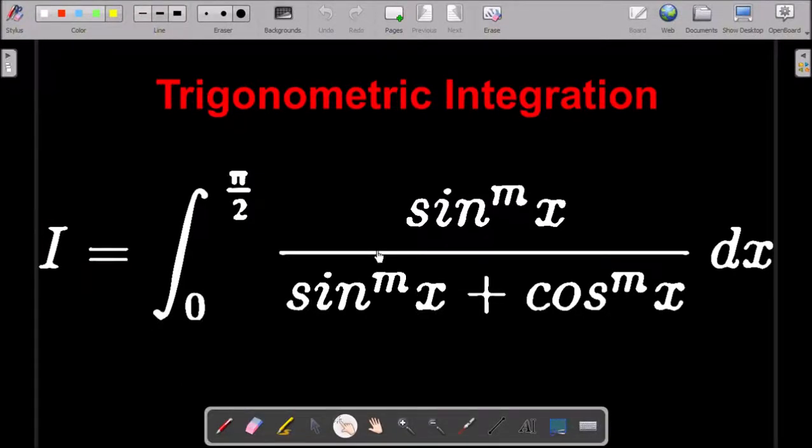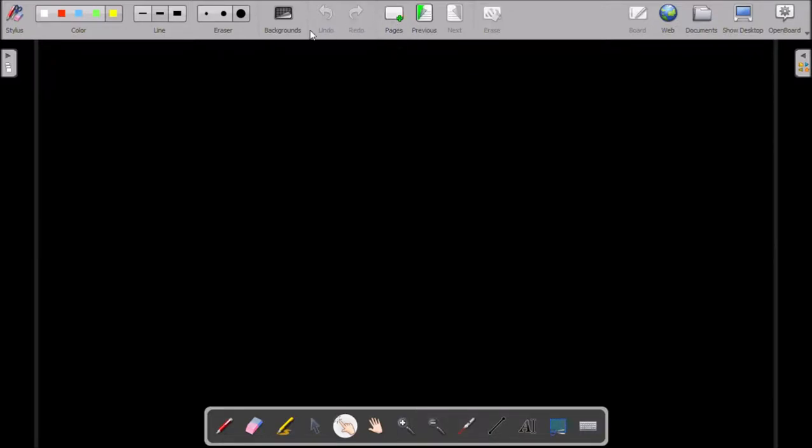Hello everyone. Today we are going to do this trigonometric integration question. The question says I equals integration from 0 to pi by 2 of sin x to the power m upon sin x to the power m plus cos x to the power m dx. So this is the question. First we write the formulas which I used here.